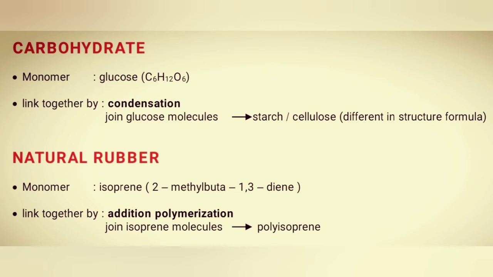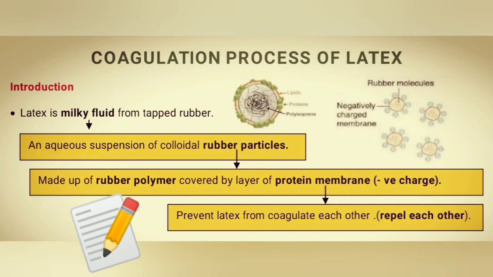Natural rubber. The monomer unit for natural rubber is isoprene. The IUPAC name is 2-methyl-but-1,3-diene. Diene comes from the two double covalent bonds in the molecule. An addition polymerization joins thousands of isoprene units together to form polyisoprene, or natural rubber. Now, the coagulation of latex.